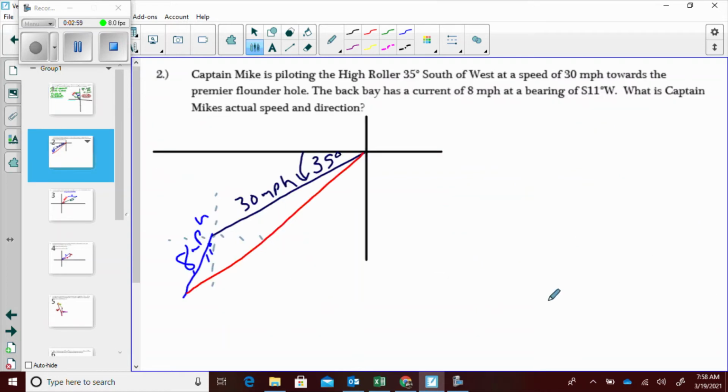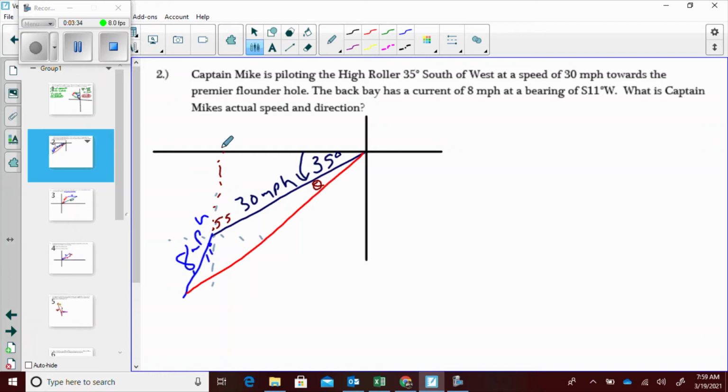Let's check number 2. It's a little more complicated because we don't have a due east or anything. Okay, so we're looking for what is Captain Mike's actual direction. So we want this right here to help us out. Okay, so we want their actual direction. Well, we need to figure out all that's missing here. So we just continue this here. So we got 90 minus 35. So that's going to be 55 degrees right here.